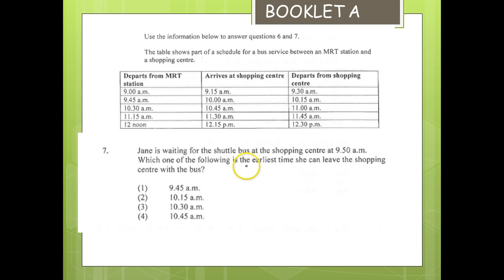Jane is waiting for the shuttle bus at the shopping center at 9:50. So she's waiting at the shopping center, so we look at the bus departing from the shopping center. She waits at 9:50 a.m. This bus departed already when she is there, so she cannot take this bus. Which of the following is the earliest time she can leave the shopping center? So she has to wait for the bus that departs at 10:15. Option number 2.